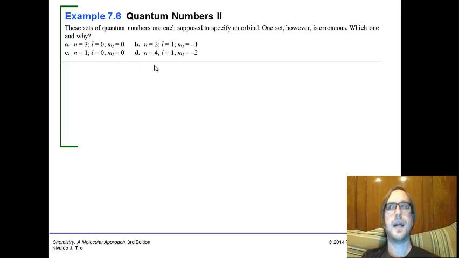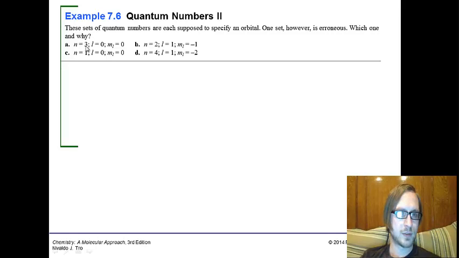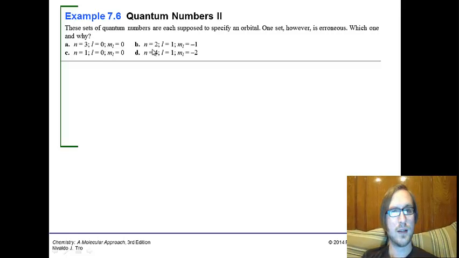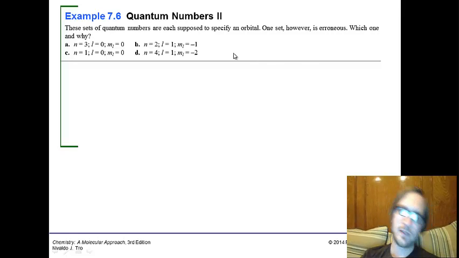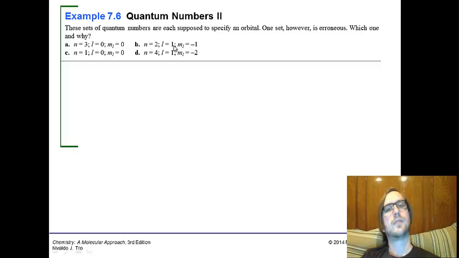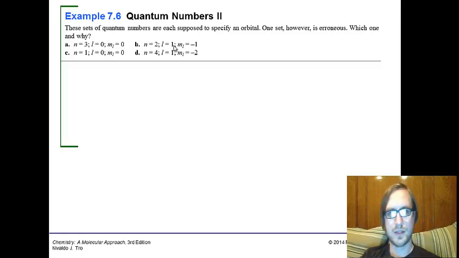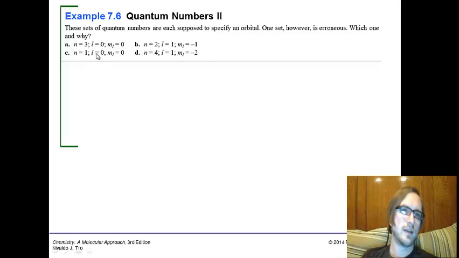Let's look at the l's. So the l's start at 0 and count up to n minus 1. So for n equals 3, we could have 0, 1, or 2. Okay, that's fine. For n equals 2, we could have 0 or 1. That's fine. For n equals 1, we could have just 0, which we do. That's good. For 4, we could have 0, 1, 2, or 3. Okay, so the l's are good. So we're expecting a problem with one of these ml's. So ml can be from negative l to positive l. So for l equals 0, that's 0 to 0. That's what we got, 0. For l equals 1, that goes from negative 1, 0, to 1. That's what we got. For here, same thing. For here, l equals 1, we can have negative 1, 0, or positive 1. We have negative 2. That's no good.